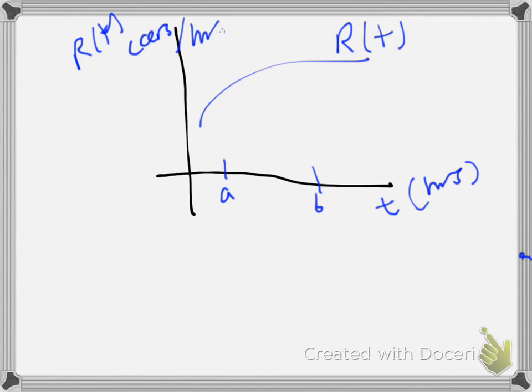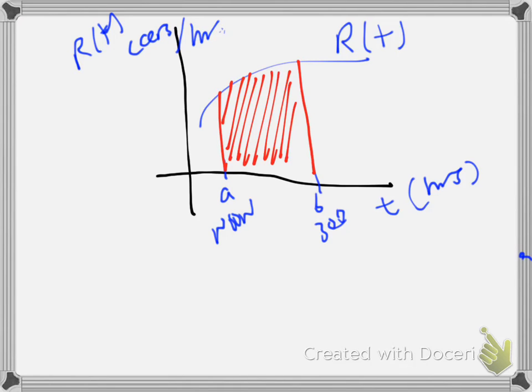So from A to B, we have, let's say, noon to 3 o'clock p.m. So for 3 hours, we could measure the rate at which the cars are traveling through the intersection, and we could measure that in cars per hour. Okay? And if we integrate, what we're really finding is the number of cars that traveled through the intersection from noon to 3.